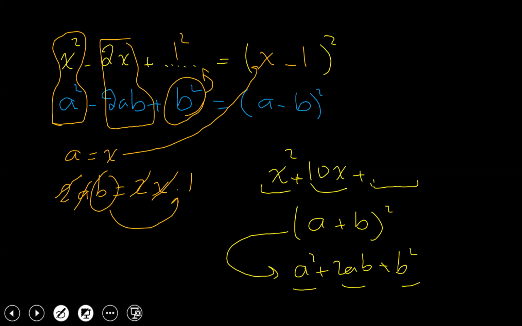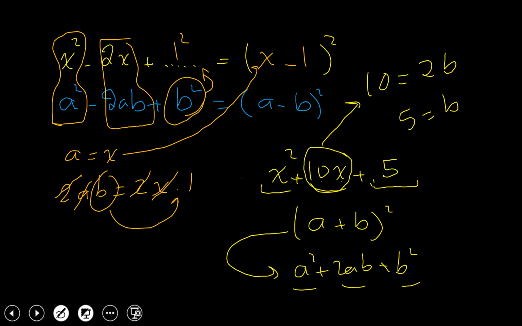So if we do the same as we did before here, we'll get 2ab here. This 10x is 2ab. If x is a, then 10 is 2b. So if 10 is 2b, what is b then? We divide both sides by 2. We get 10 divided by 2, which is 5. So b is 5. But we do not add 5 here. We add 5 squared. In this case, we get a squared plus 2ab plus b squared. It becomes a plus b squared, or in other words, here in our example, x plus 5 squared.